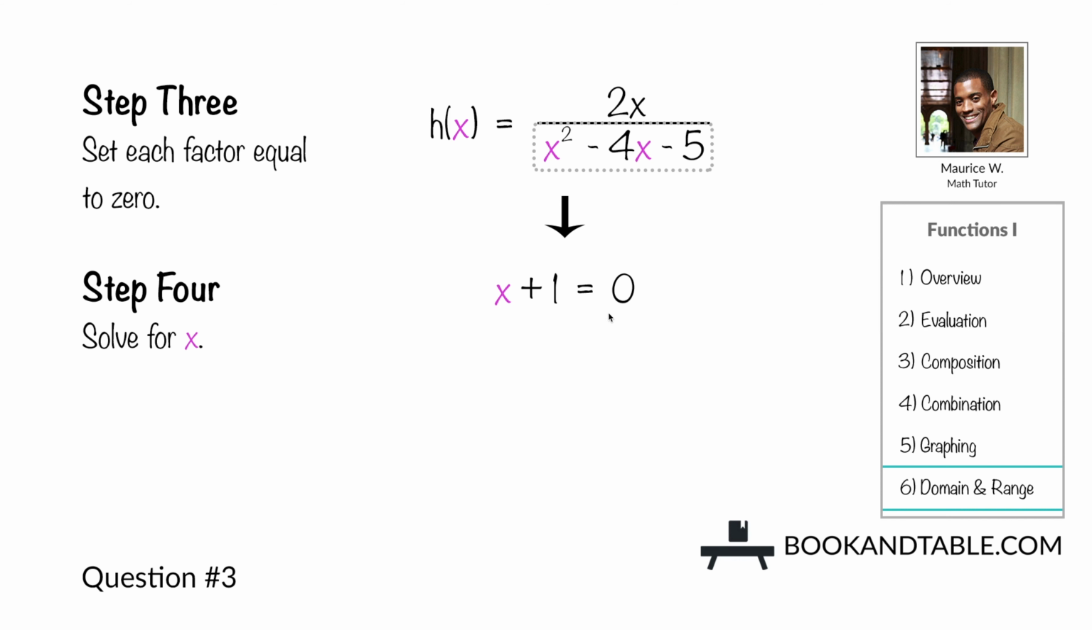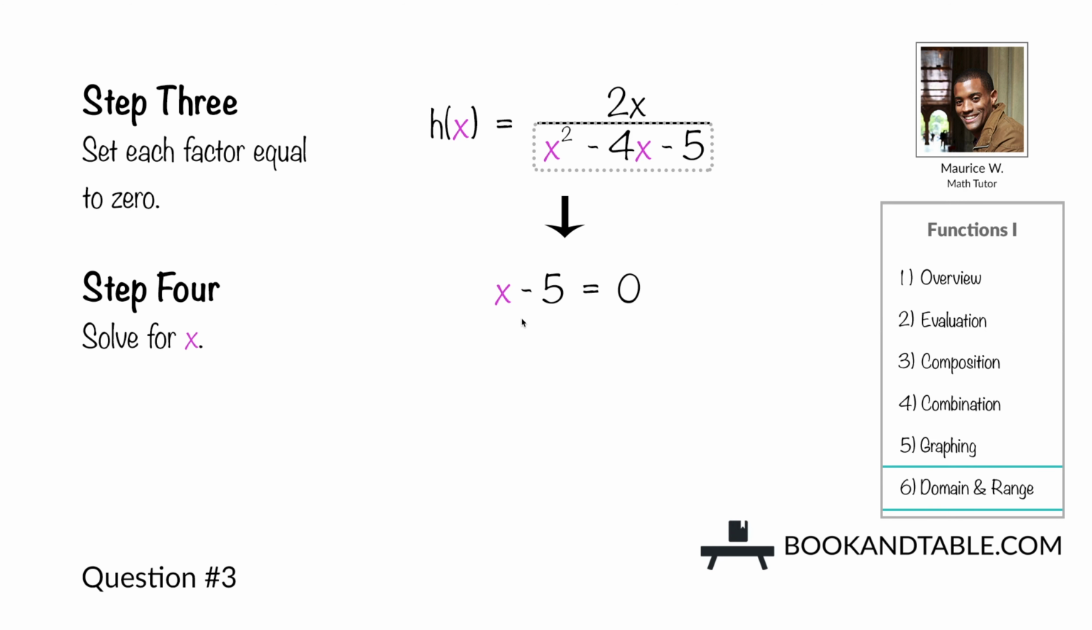So x plus 1 is equal to 0. We want to subtract 1 from both sides. So when x is equal to -1, the first factor would equal 0. And if either factor equals 0, then the entire expression equals 0. So in our domain, -1 is not included, since that would make the factor equal to 0.